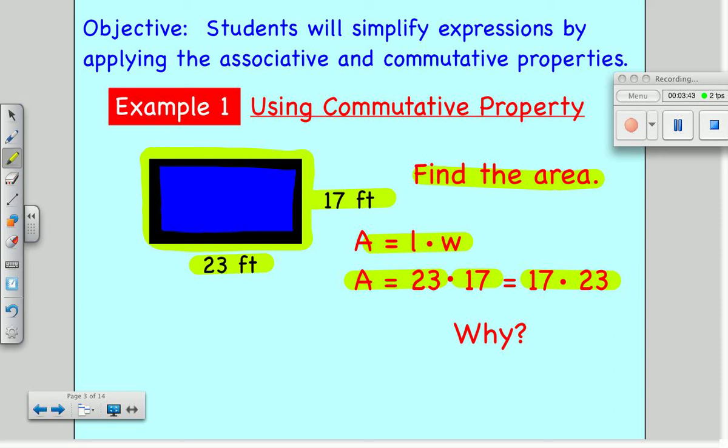Why are those equal? Because multiplication is repeated addition. So you're going to get the same result if you add the number 23 17 times as if you add the number 17 23 times. Either way, you're going to get the same result.